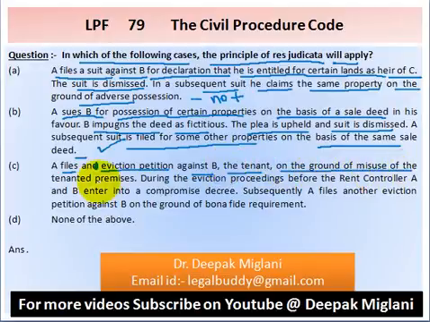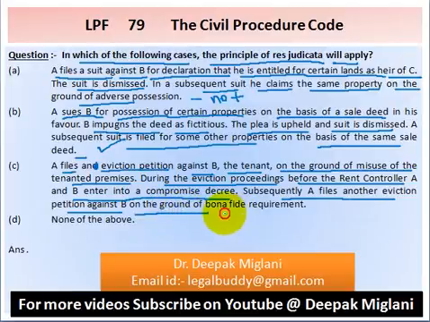On the ground of misuse of tenanted premises. During the eviction proceedings, before the rent controller, A and B enter into a compromise decree. Subsequently, A files another eviction petition against B on the ground of bona fide requirement. In this situation, the principle of res judicata will not apply. Option D, none of the above. So answer is option B.